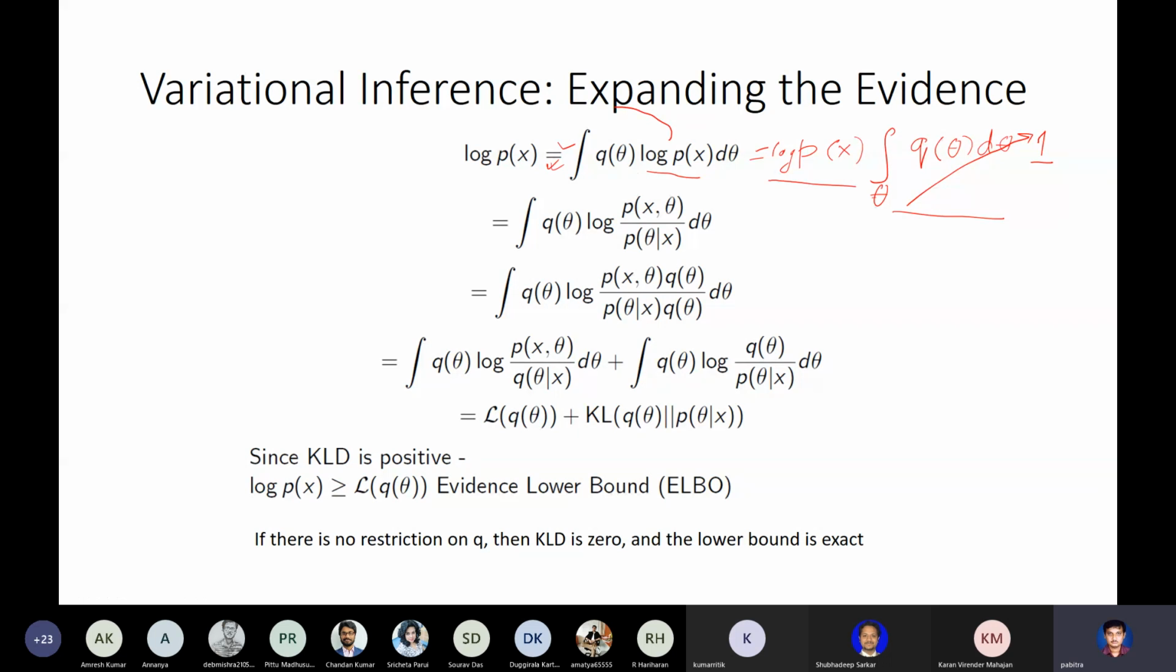Now, replace log of p(x) by the definition of the conditional probability. Replace log of p(x) by this quantity, because p of theta given x is the joint distribution divided by p(x). So I can replace p(x) by this quantity.